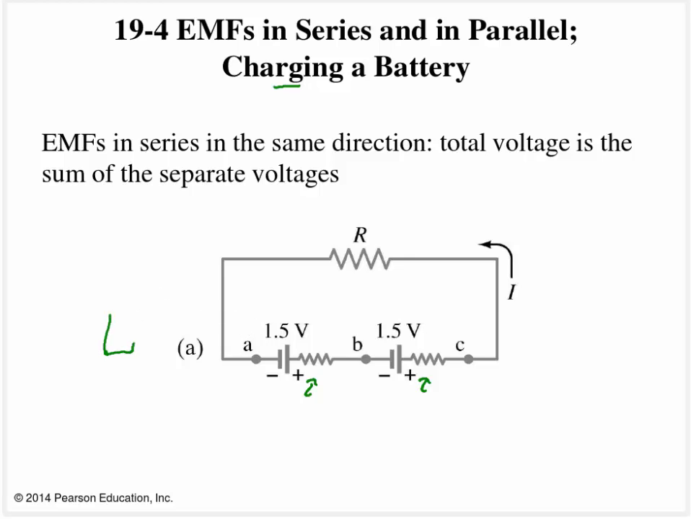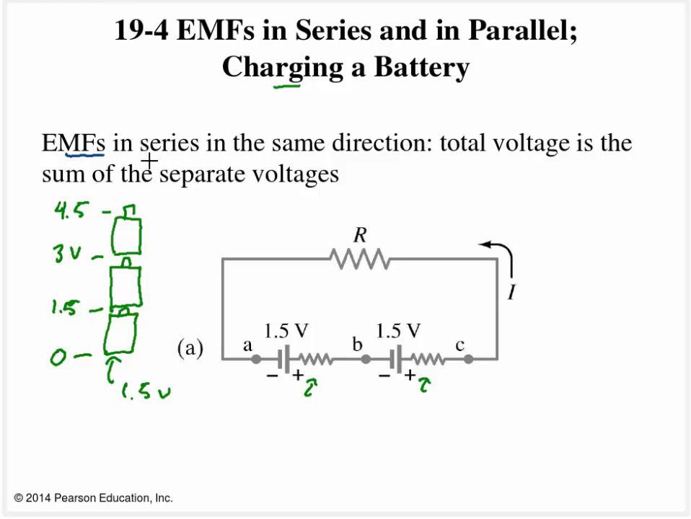So conceptually, this example is taking 2 batteries and stacking them on top of each other. If we know that each of these batteries is 1.5 volts, right here we would have 0 volts, right here we would have 1.5 volts, and then right here we would have 3 volts. If we wanted to tack another one on, we might have 4.5 volts and so on and so forth. So really, the voltages, the EMFs, are going to add when these batteries are in the same direction.